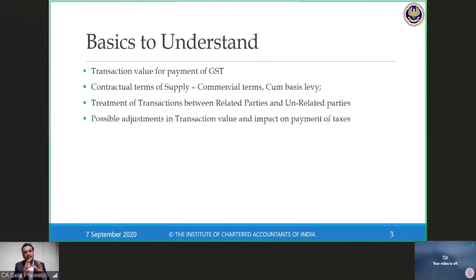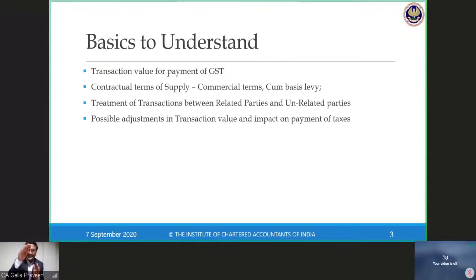Further, possible adjustments in transaction value and the impact on payment of taxes. When we are reading through this chapter, we need to understand that if there is an unrelated party transaction or a related party transaction, the transaction value which was quoted for payment of taxes, can there be a possibility that the value can be arbitrarily, notionally elevated or escalated, or can there be a reduction in that particular transaction value?